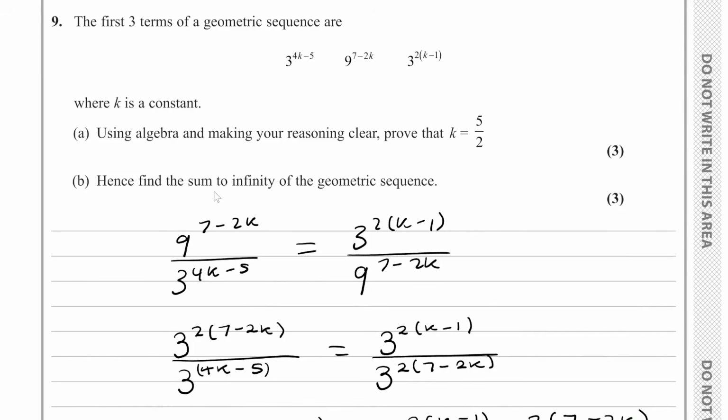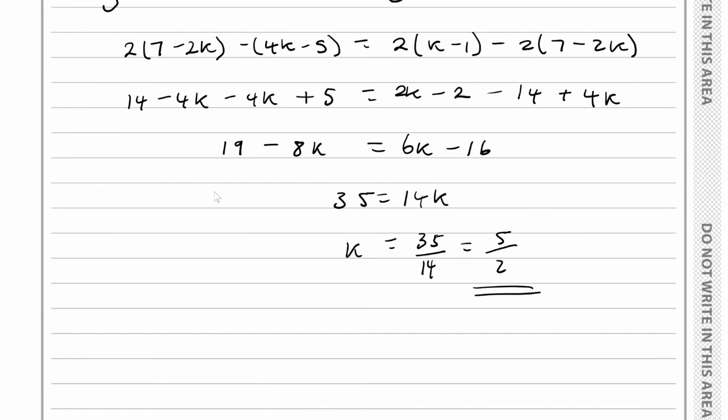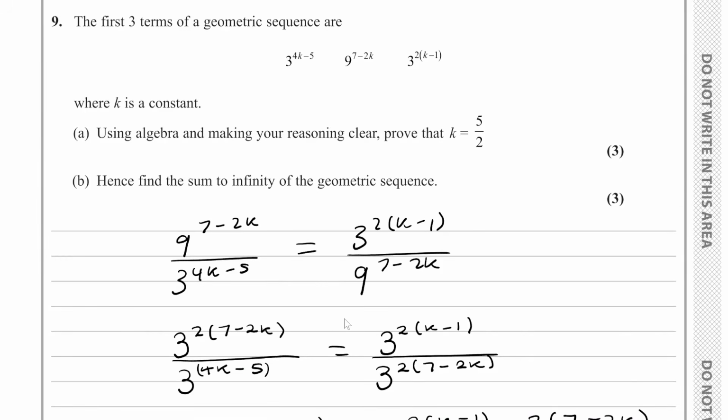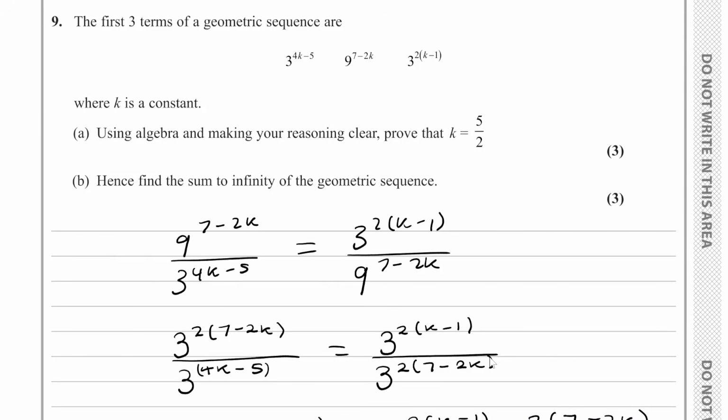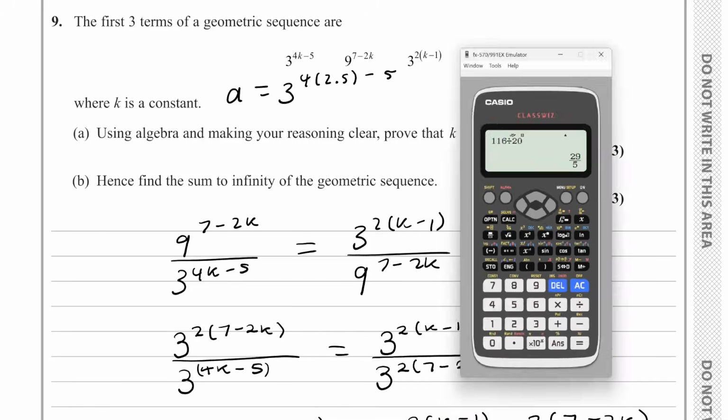Hence, find the sum to infinity of the geometric sequence. So the sum to infinity is a divided by 1 minus r. So the first term over 1 minus the common ratio. Do we know the first term or the common ratio? Nope, we're going to have to work them out. So k is 2.5. So a is 3 times 4 times 2.5 minus 5. Let's just type that into the calculator.